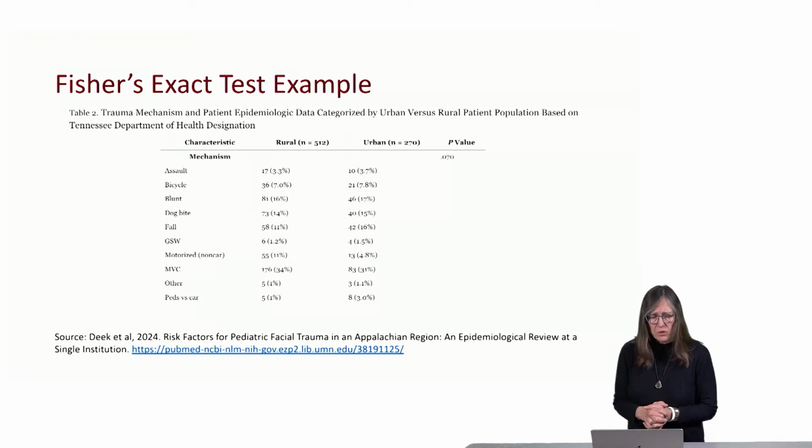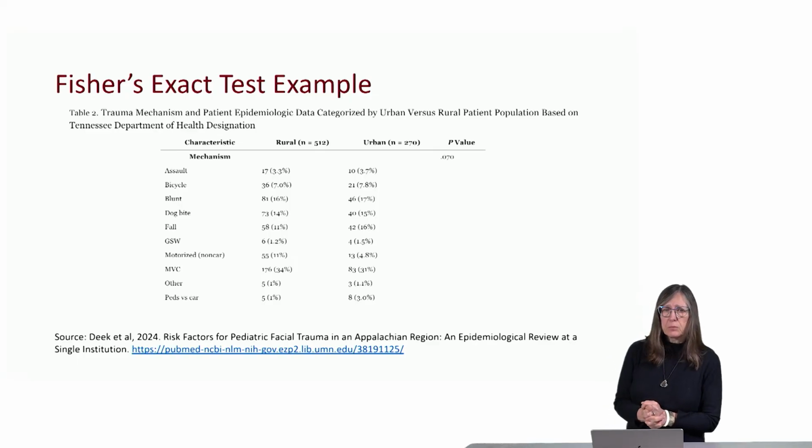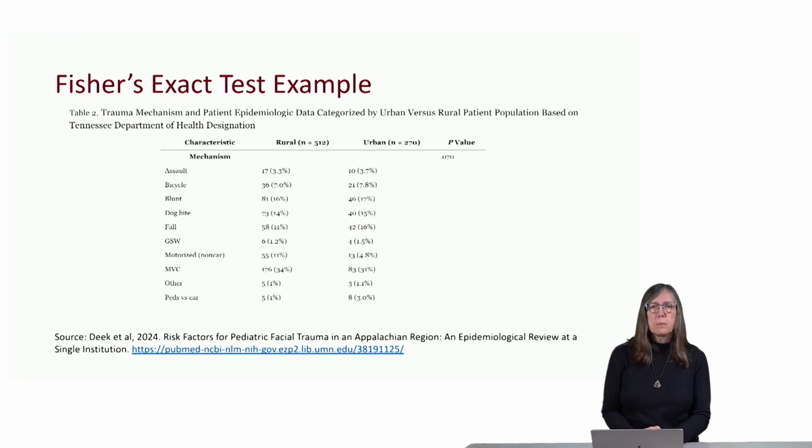And here's an example from a paper published in 2024 on risk factors for pediatric facial trauma in an Appalachian region, so an epidemiologic review at a single institution. And this is a table of multiple tables in the paper looking at the mechanism of injury, comparing urban and rural to see if there might be a difference.